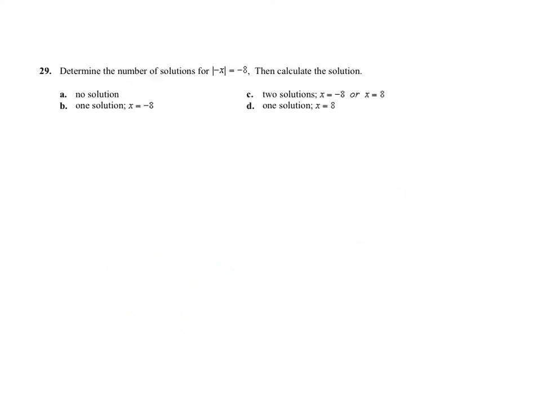All right, number 29. We have determined the number of solutions for the absolute value of x equals -8. So it's an absolute value equaling a negative, and there's no way that that can happen, so it's no solution.